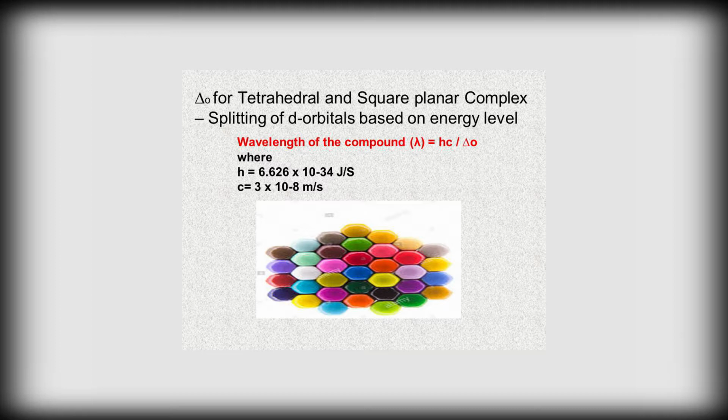Hence, with the same idea, stabilization energy can be calculated for tetrahedral and square planar complexes. From this stabilization value, the wavelength of the compound can be calculated using the formula lambda equals hc by del naught. So now you can find the magnetic moment of the compound, which plays a major role in the production of cosmetics, drugs and equipment.